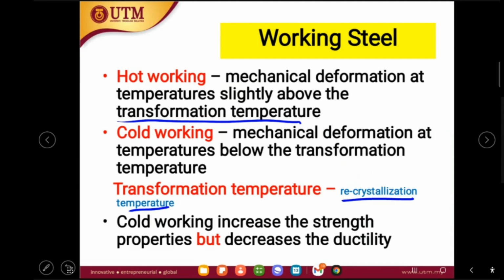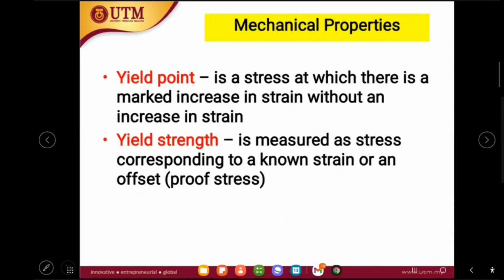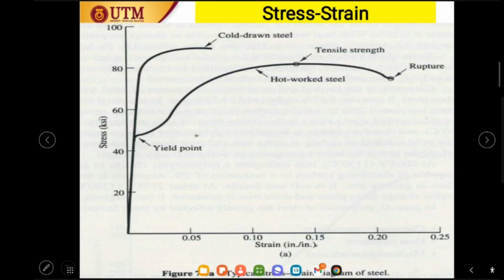So cold working, or what we call cold form, increases the strength properties but decreases the ductility. And then yield point is a stress at which there is a marked increase in strain without an increase in the stress. If we look at the stress strain curve, this is what we call the yield point, which shows an increase in the strain.